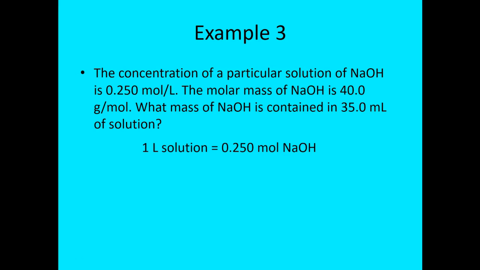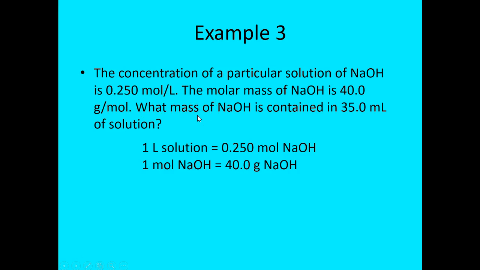Well, here are some things that the problem tells us. It tells us in here that 1 liter of solution contains 0.250 moles of NaOH. Right? The concentration of a particular solution is 0.250 moles per liter. So that gives me this equality, 1 liter of the solution. So that's a conversion factor or an equality that's given to me in the question. Another equality that's given to me in the question is what's called the molar mass, that 1 mole of NaOH contains 40.0 grams of NaOH. That's what I had written here, 40.0 grams per mole.